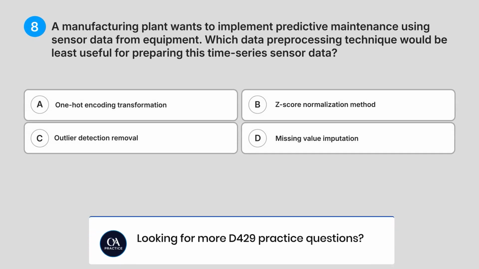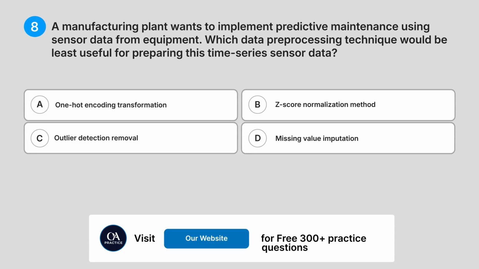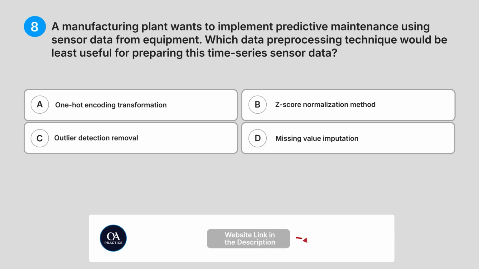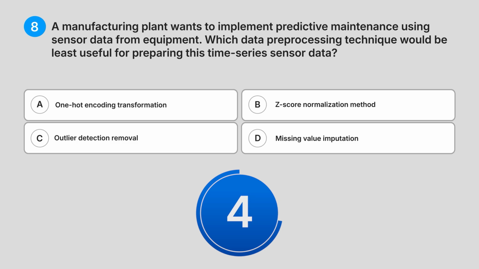8. A manufacturing plant wants to implement predictive maintenance using sensor data from equipment. Which data pre-processing technique would be least useful for preparing this time series sensor data? A. One-hot encoding transformation. B. Z-score normalization method. C. Outlier detection removal. D. Missing value imputation. Do you know the answer?